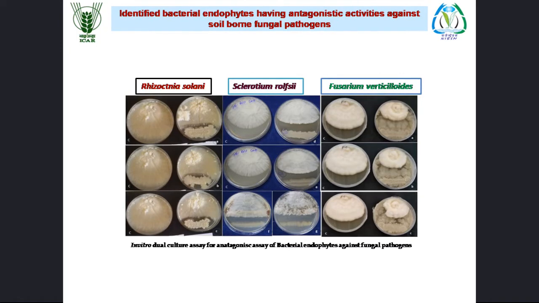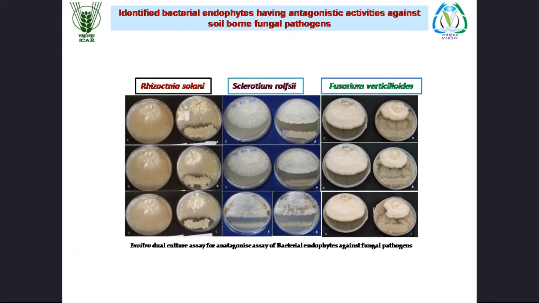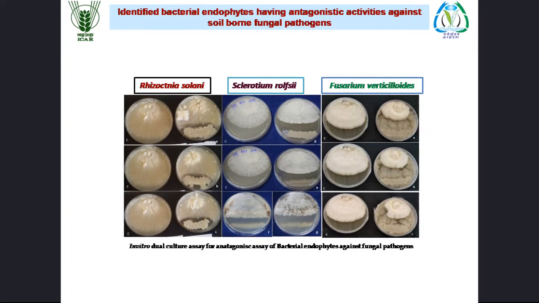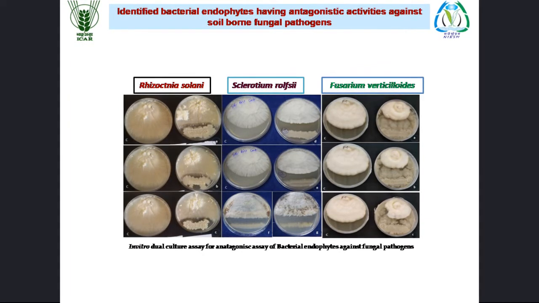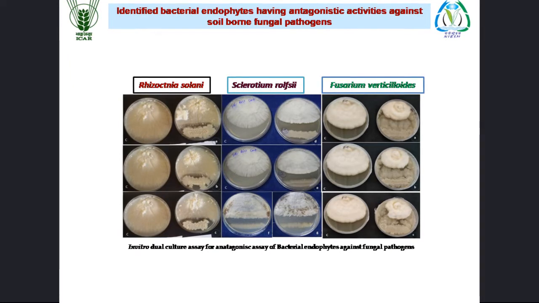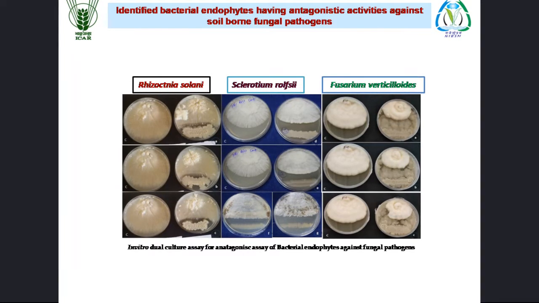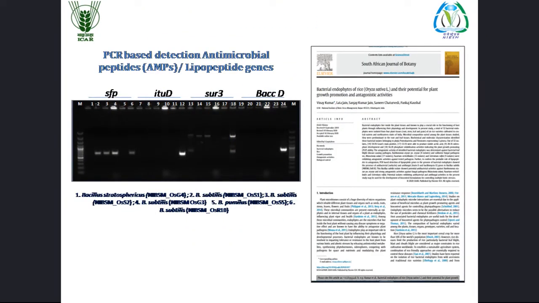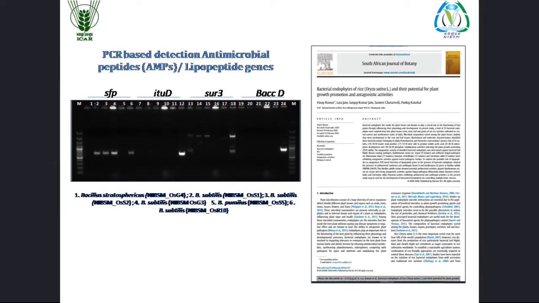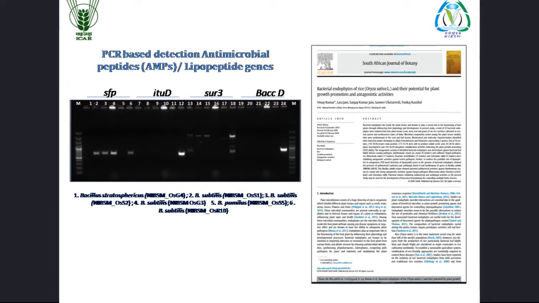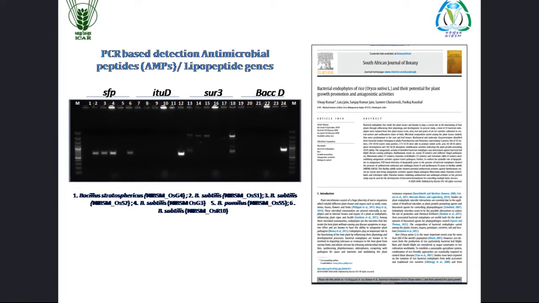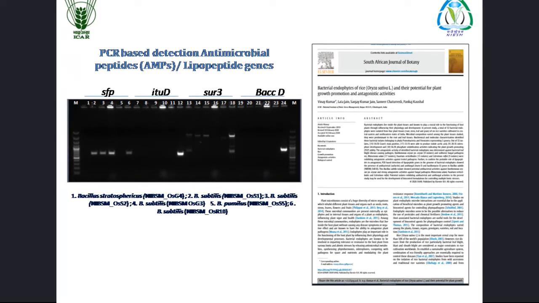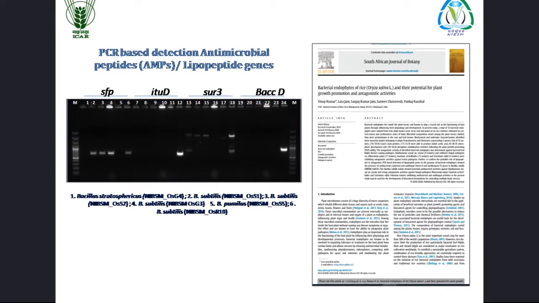The dual culture approach was used to screen for antimicrobial activity. The assay shows a clear zone of inhibition of fungal pathogens in the presence of bacterial endophytes. On the basis of the inhibition zone, the potential bacterial endophytes have been identified. Bacterial endophytes having antimicrobial activities were further tested for the presence of antimicrobial peptide or lipopeptide genes. It was found that surfactin, iturin, and bacillomycin D were present in the bacterial endophytes.